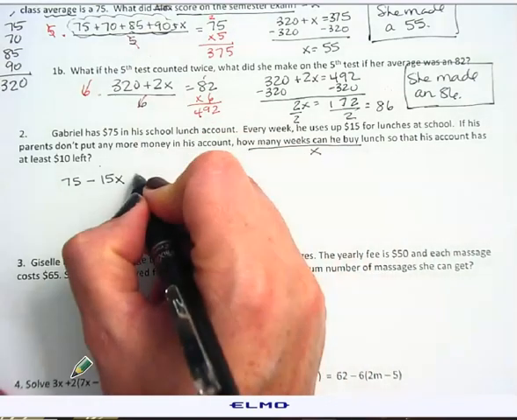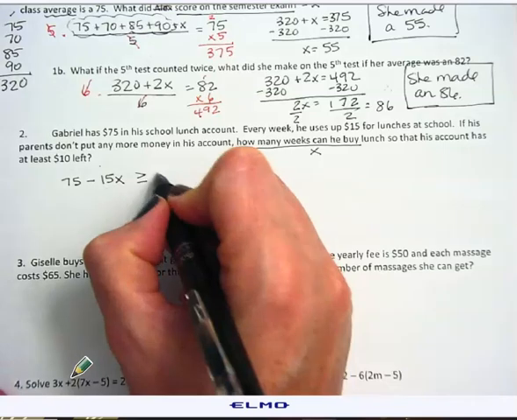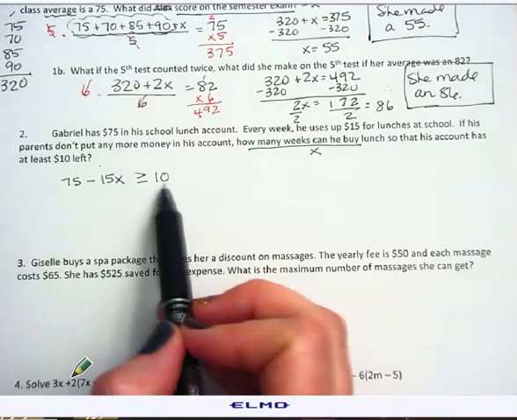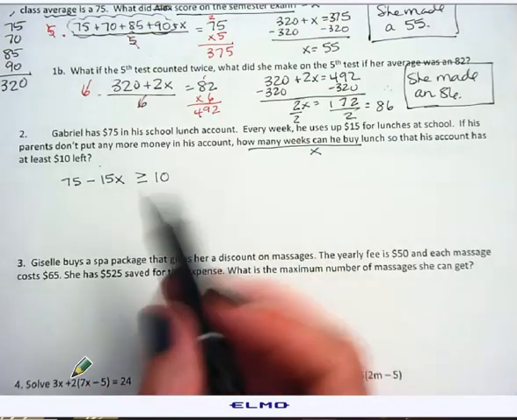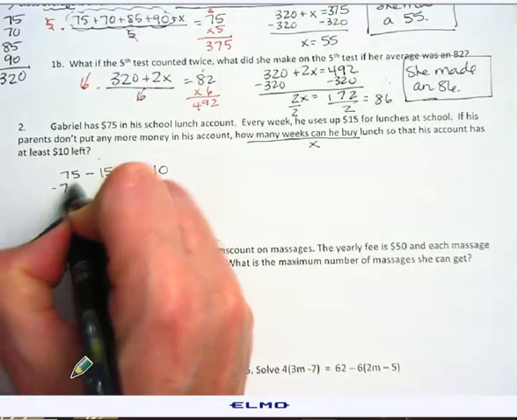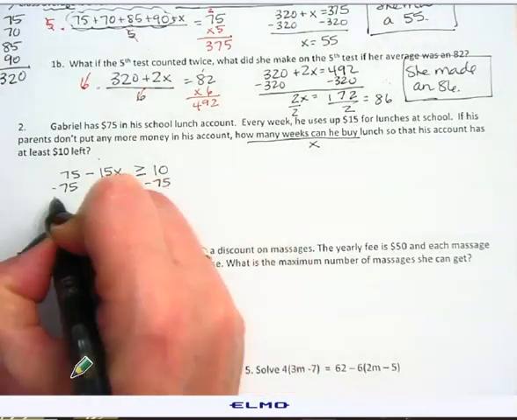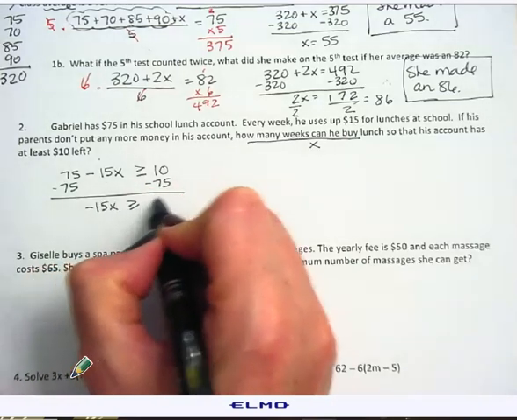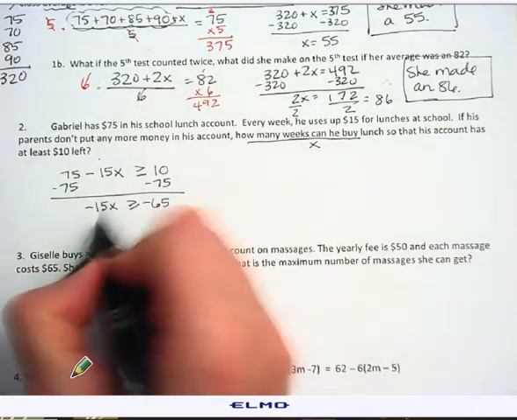We want that to be greater than or equal to $10, right? You want the money in your account to be bigger than your minimum, which is $10. So once we have this set up, we just start solving. We subtract 75. And I get negative 15x greater than or equal to negative 65.